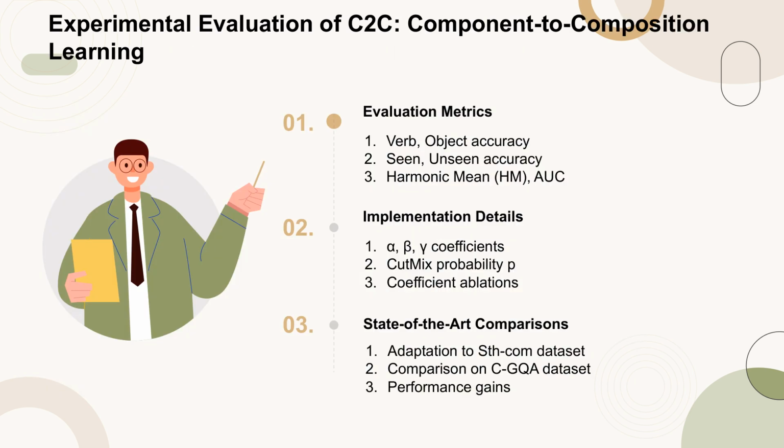The evaluation metrics used in this study include the accuracy of verbs and objects, denoted as verb and object respectively. Additional metrics such as seen, unseen, harmonic mean (HM), and AUC are derived by adjusting the scores of seen actions with a constant ranging from negative to positive infinity. This adjustment shifts the model's bias from unseen to seen actions, producing a seen-unseen curve. The implementation details involve setting the coefficients alpha, beta, and gamma to 0.2, 0.1, and 0.1 respectively, and a cut-mix probability p of 0.7. Comparisons with state-of-the-art methods show significant performance gains by adapting existing compositional zero-shot learning methods to the proposed Sth-com dataset and comparing on the CGQE dataset.